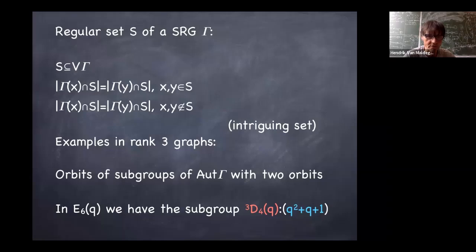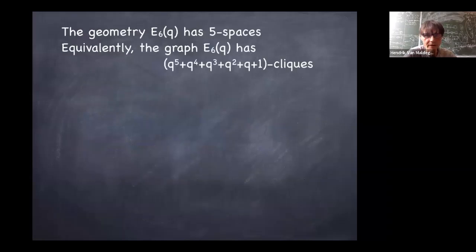Okay, so that gives you a regular set. And I wanted to understand more about that regular set. So I looked at what it precisely did. And for that, I defined another graph. And it goes as follows. This geometry E6Q has 5-spaces. There are projective spaces of dimension 5 completely contained in all these quadrics.